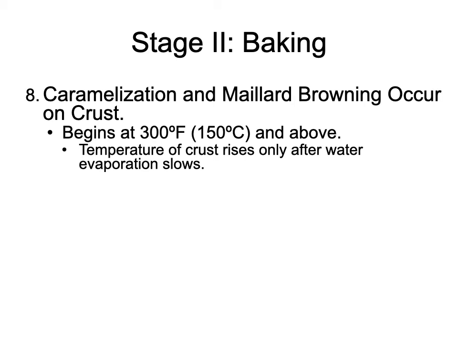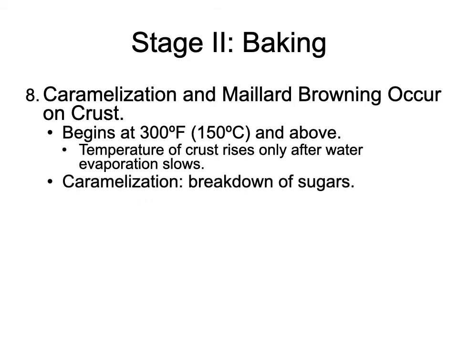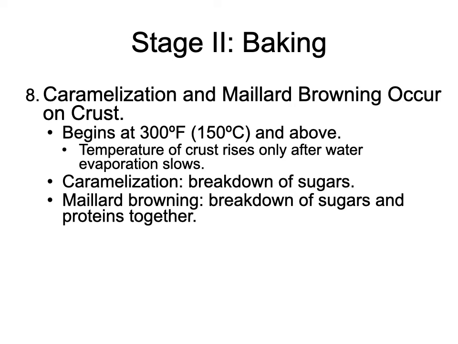Once it reaches 300, though, sugars that are naturally occurring in the product and added sugars will start to brown. And then the sugars will start to bond with proteins. When they bond with proteins, then we get an even deeper brown color, and that's called Maillard browning. That was discovered by Francois Maillard.